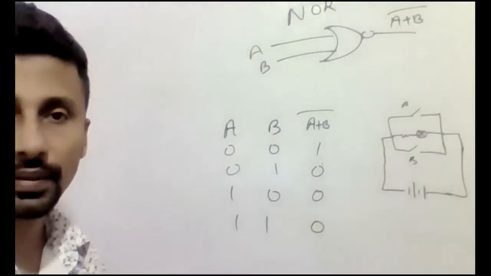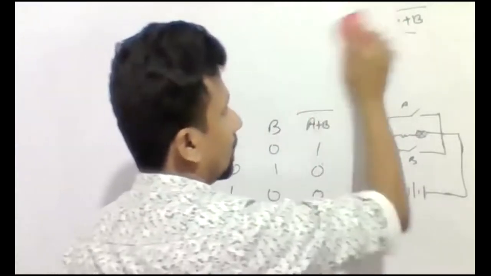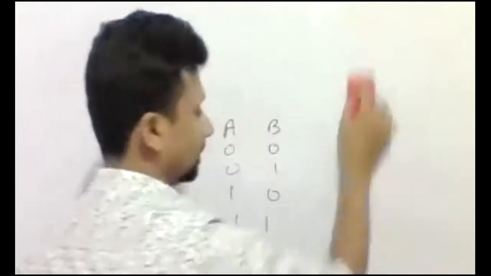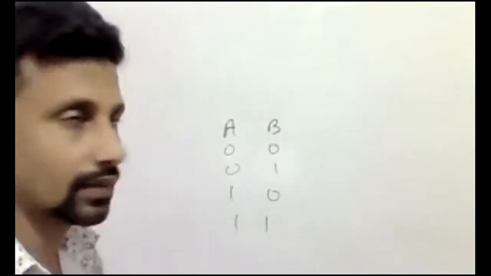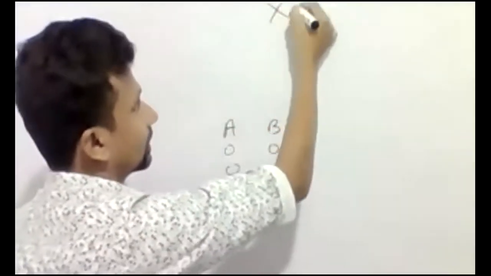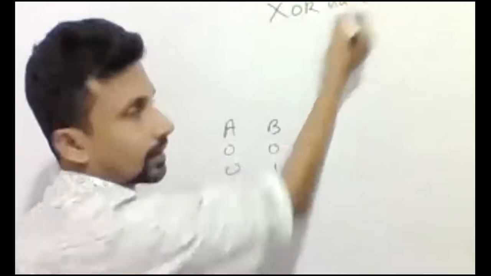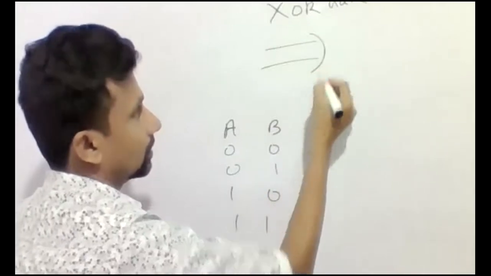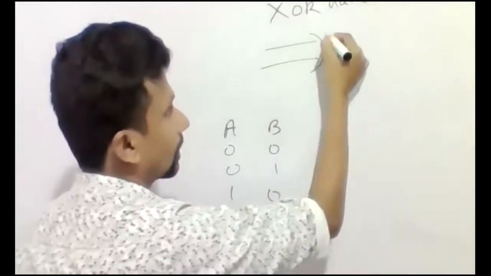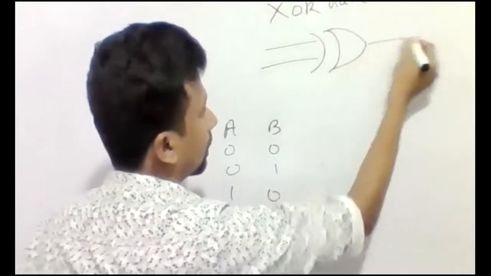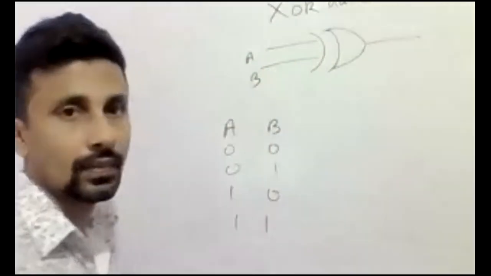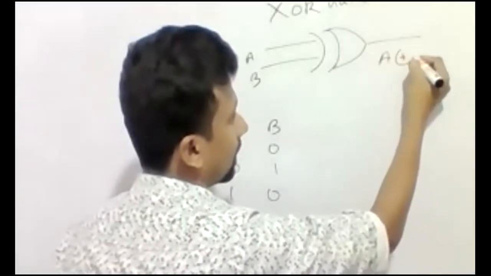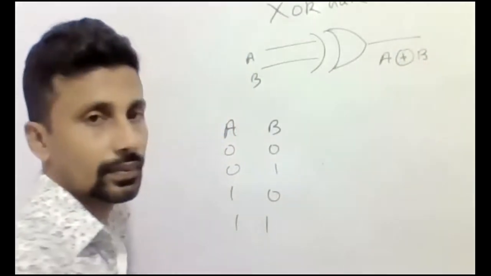Okay, we'll see the next one. These five we have done in your O levels. So this is a new thing for A level: the XOR gate. The XOR gate, right? The circuit or the drawing looks like this. If you input A, B, your output will be A, circle plus, B, right?